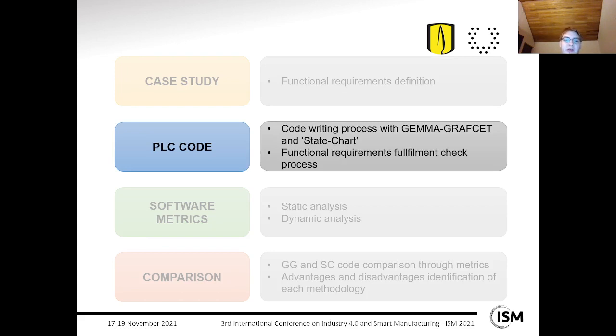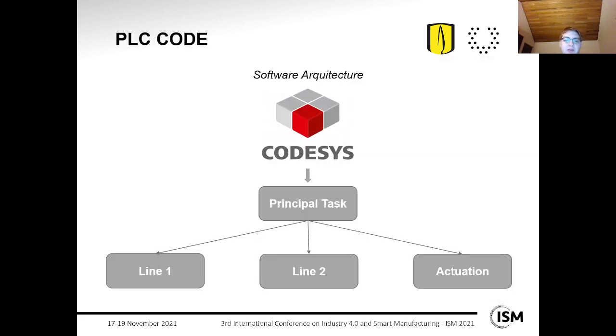So when we have ready the case study, we can pass to the stage of PLC code, that corresponds to the part of writing the code with both methodologies, and to the virtual commissioning simulation, to check that the functional requirements are fulfilled. So in the PLC code planning process, we have a basic software architecture. Both codes are going to be written in CODESYS, and the principal task is going to be divided into 3 principal POUs. The first 2 correspond to the control of the two lines, and the third one corresponds to the actuations of the elements of the system.